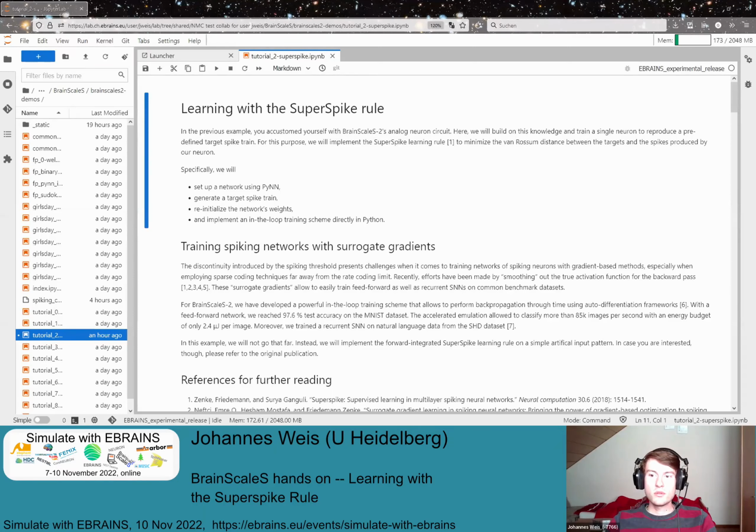We will continue with Notebook 2, Tutorial 2, SuperSpike, which is the first application of an experiment on a single neuron on hardware. Now, to give you a bit of context first, SuperSpike is a learning rule that will try to replicate a target spike train on one neuron, or on more neurons, but we will use it on only one neuron in this notebook.